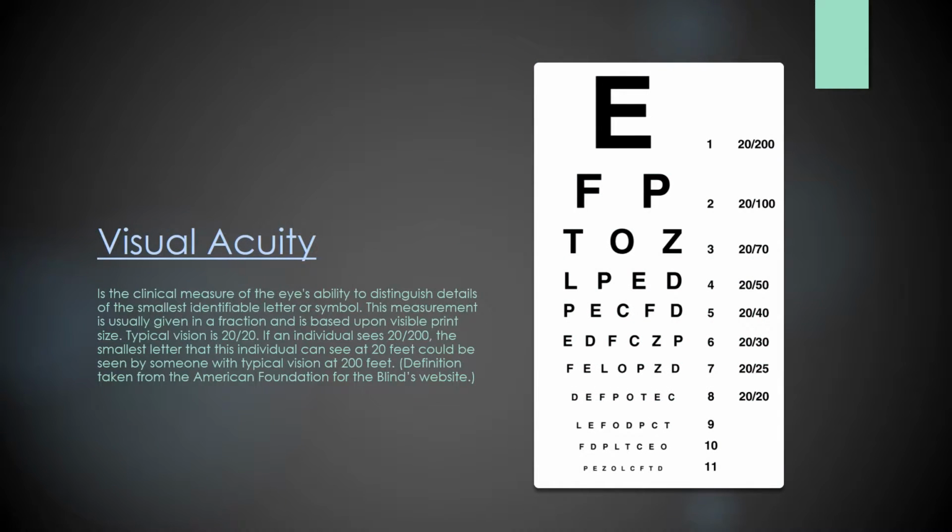Visual acuity is the clinical measure of the eye's ability to distinguish details of the smallest identifiable letter or symbol. This measurement is usually given in a fraction and is based upon visible print size. Typical vision is 20/20. If an individual sees 20/200, the smallest letter that this individual can see at 20 feet could be seen by someone with typical vision at 200 feet. Definition taken from the American Foundation for the Blind's website.